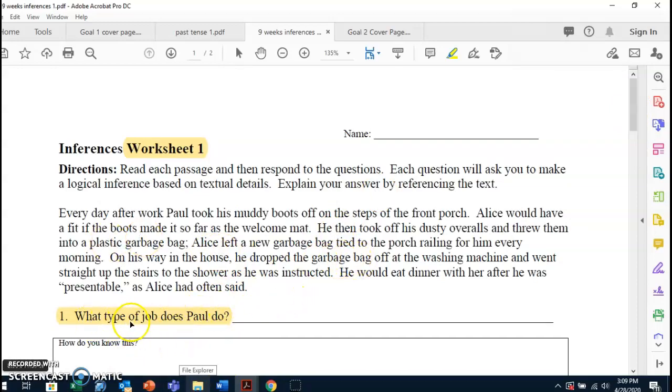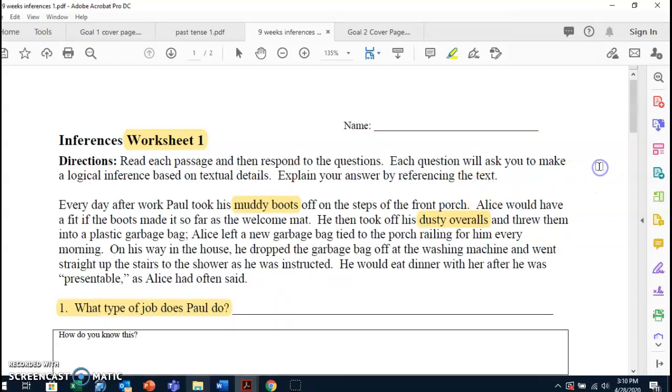So it says, what type of job does Paul do? So we already know he has muddy boots and dusty overalls. And he needs to throw them into a plastic garbage bag. So where can Paul work? What does he do if he has muddy boots and dusty overalls? So here your turn is to infer where he works and highlight as many clues as possible.